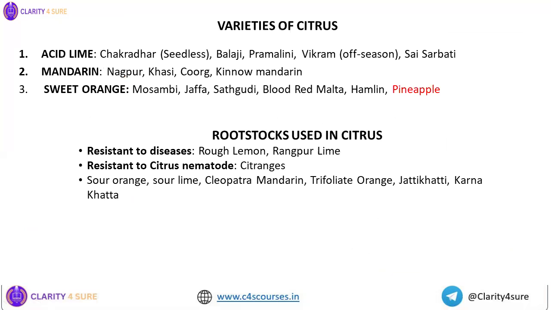So next is the varieties of citrus. A typical variety that I've marked in red in here is pineapple. So a question may be asked that pineapple is the variety of which fruit crop, or pineapple is the variety of dash.